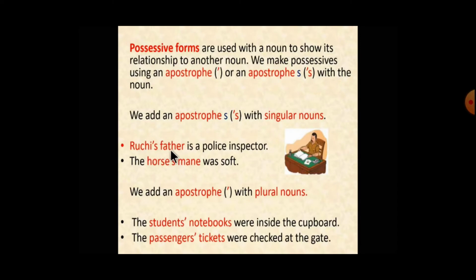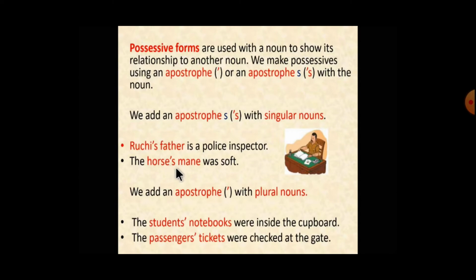So the father is of Ruchi, we can say. So we have to show that relation by putting the apostrophe and s. So we have to write Ruchi's father is a police inspector. The horseman was shocked. Second sentence is, the horseman was shocked.